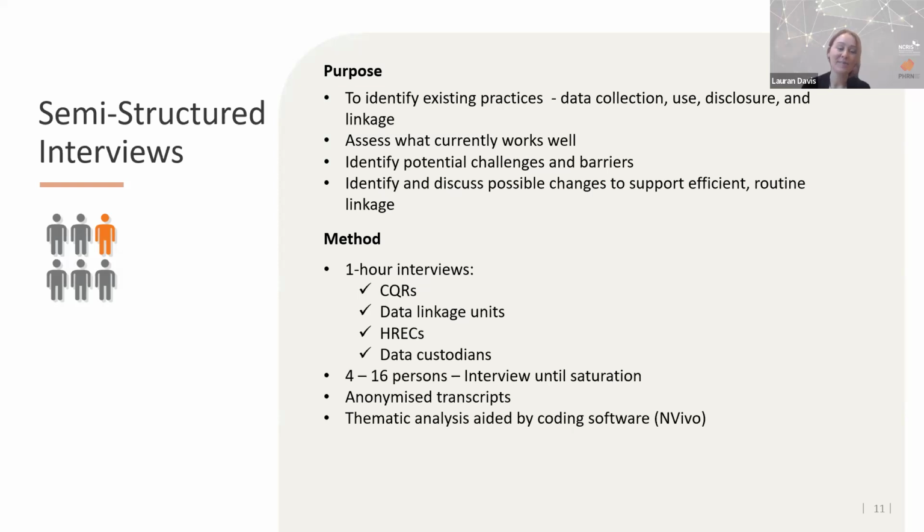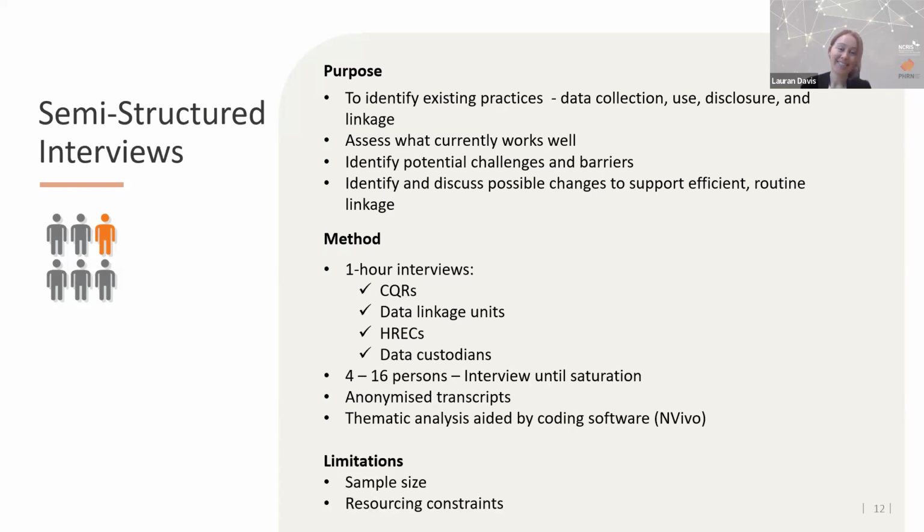Our intended method at the moment is we plan to undertake 1-hour interviews as a starting point, generally online, potentially face-to-face where that can be facilitated, as I mentioned, with CQRs, with data linkage units, with HRECs, and with data custodians. The idea is hopefully to draw from at least one person from each of these groups, ideally more, and interview until saturation. We'll then anonymise the transcripts and undertake thematic analysis aided by NVivo.